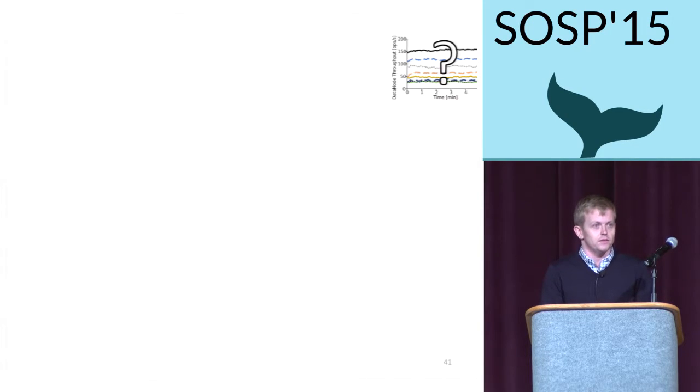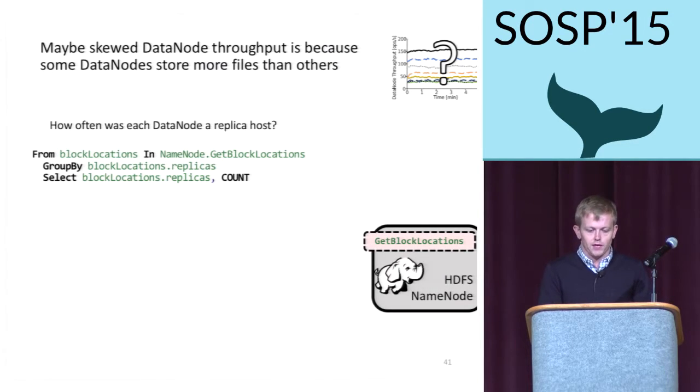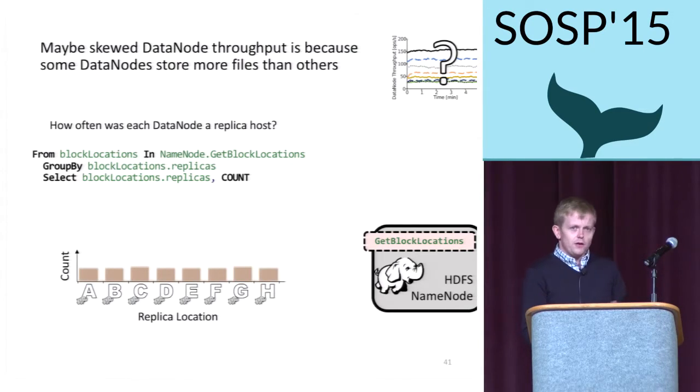So maybe it's because the files themselves are skewed across data nodes. If some data nodes stored more replicas than others, then since we're reading files uniformly at random, that would likely lead to heavier load on some of those data nodes. So we're going to ask the question, how often is each data node a replica host? So we ran this query over a period of time and counted the frequency that each data node appears as a replica. This figure shows that barring minor variations, replicas are mostly distributed evenly across the data nodes.